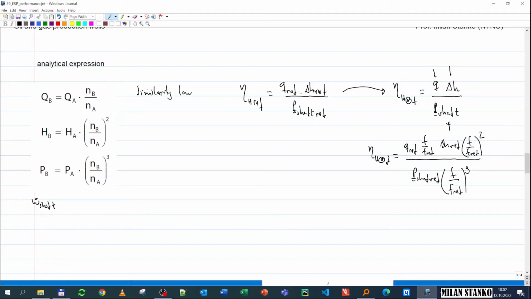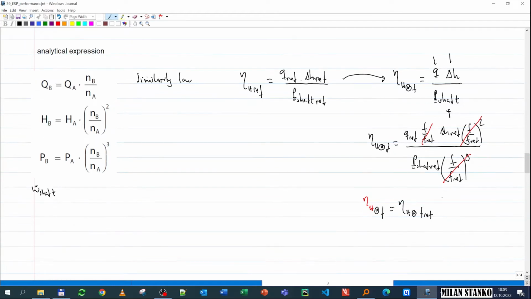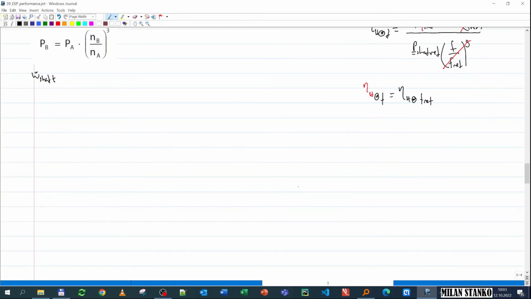And what happens here, if you see that these terms cancel out, so it tells you that essentially the hydraulic efficiency at any F is going to be equal to the hydraulic efficiency at the reference frequency. So there's no need to correct the value of hydraulic efficiency for frequency. But there is a small nuance here.